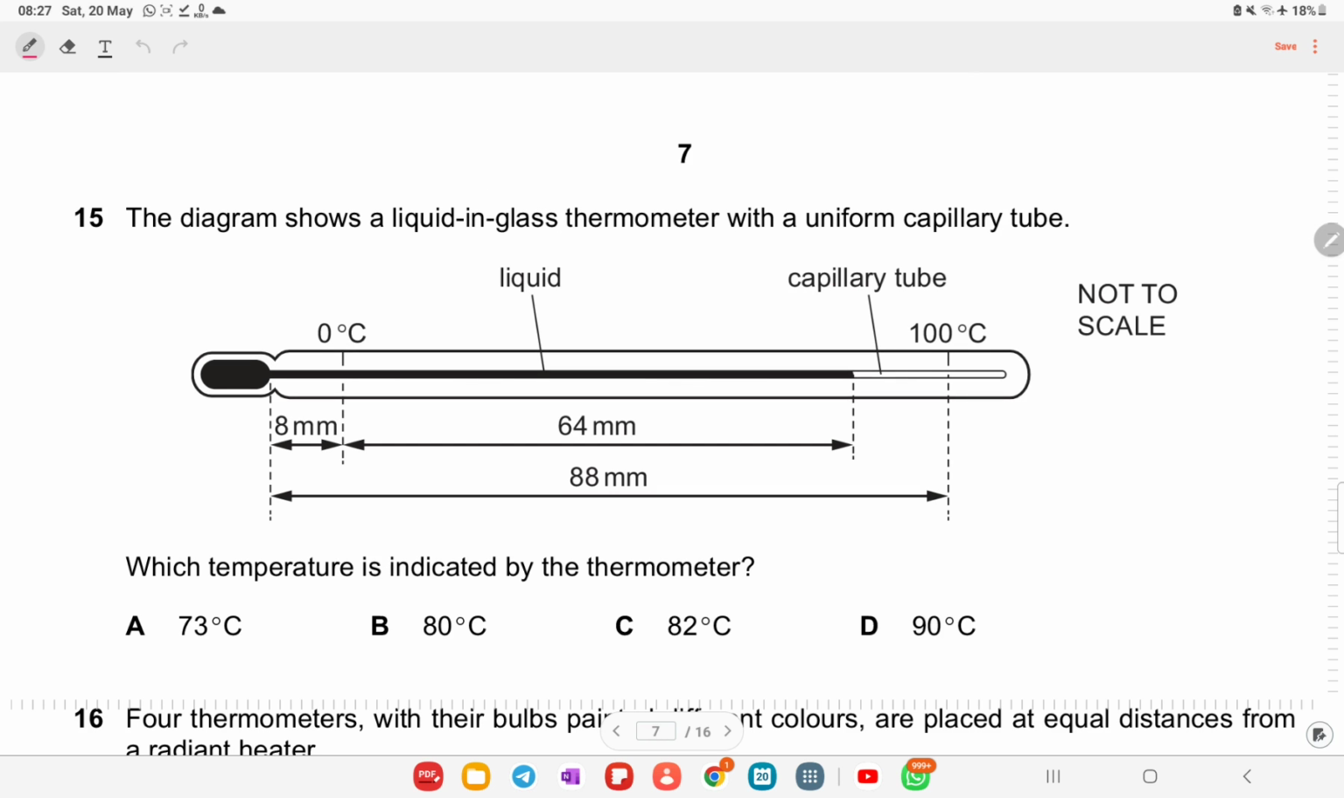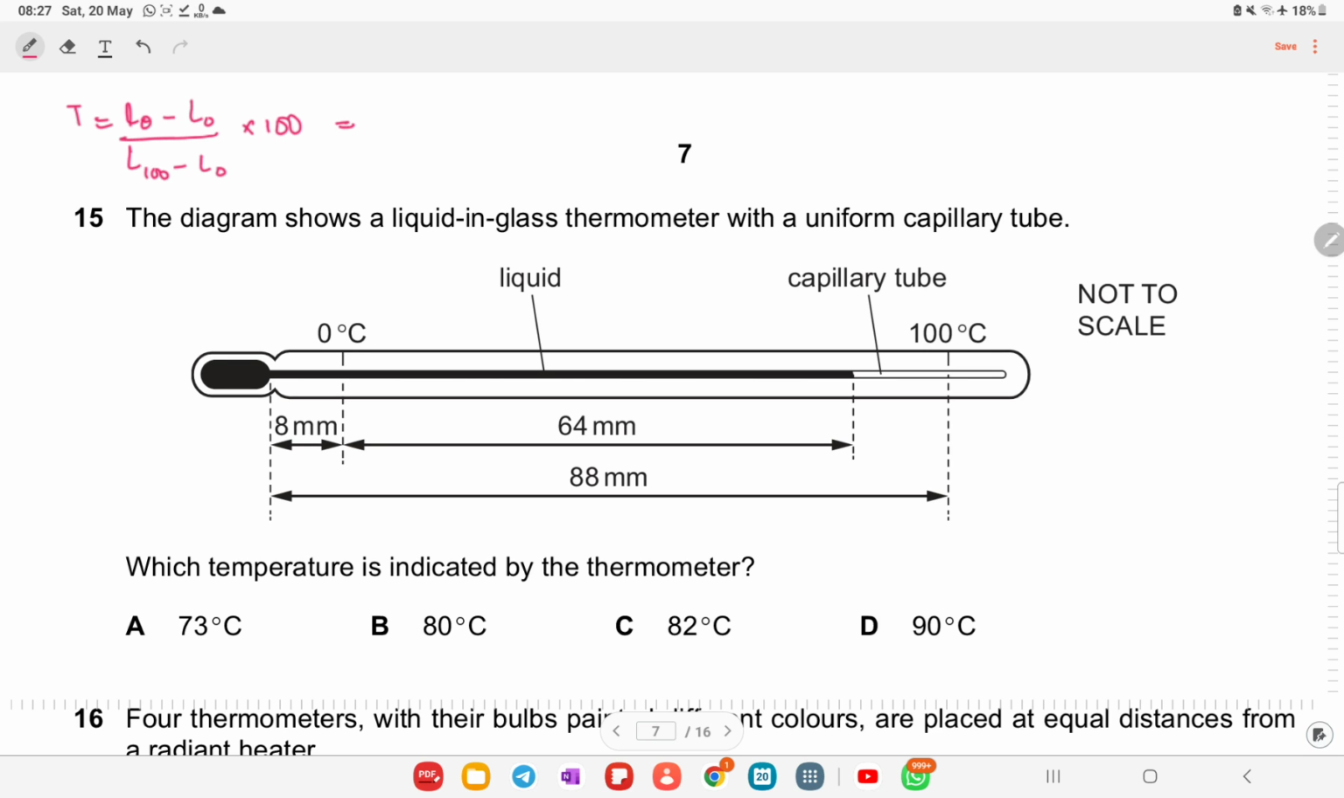The diagram shows a liquid in glass thermometer with a uniform capillary tube. Which temperature is indicated by the thermometer? So now you see the diagram, and we need to find out the temperature. For this, we have to use this formula, which is T equals L theta minus L naught over L 100 minus L naught, times 100. So we are going to use this formula.